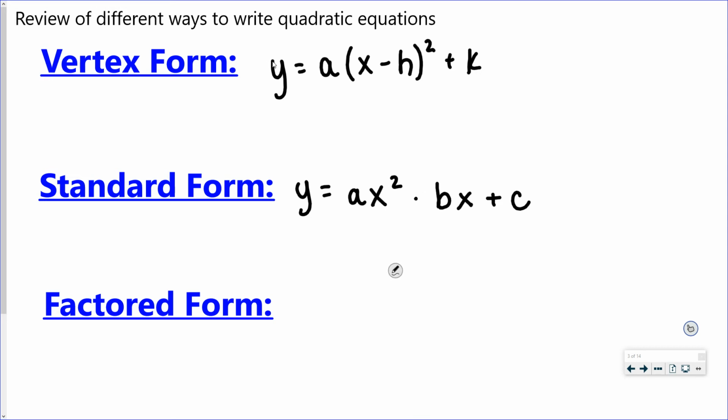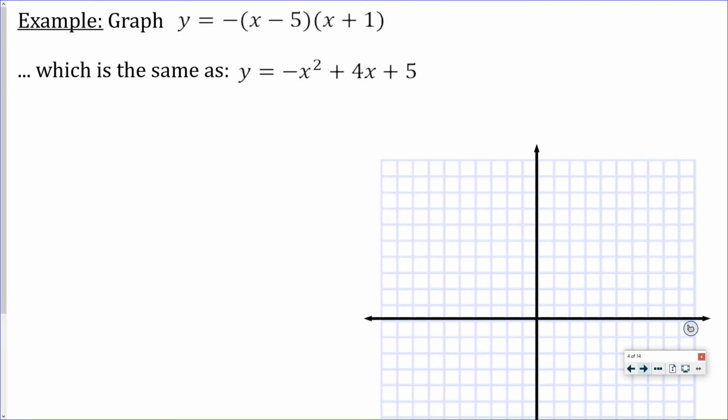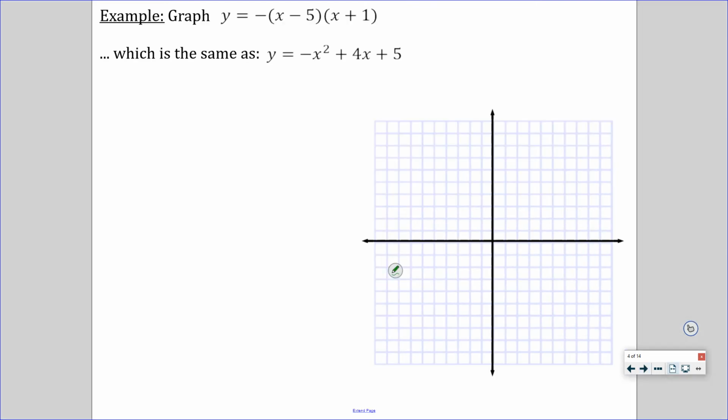Okay, and then that factored form, we're just going to look at one, because this doesn't come up a whole lot in this class. We have some a value in front, (x minus p)(x minus q), where p and q are my x-intercepts. So there's a couple ways you could graph in factored form. Some people just multiply this out, and then it's in standard form. You could do that. But there's actually an easy way to graph factored form. We're going to do one together because you're given your x-intercepts. Okay, so here's my equation.